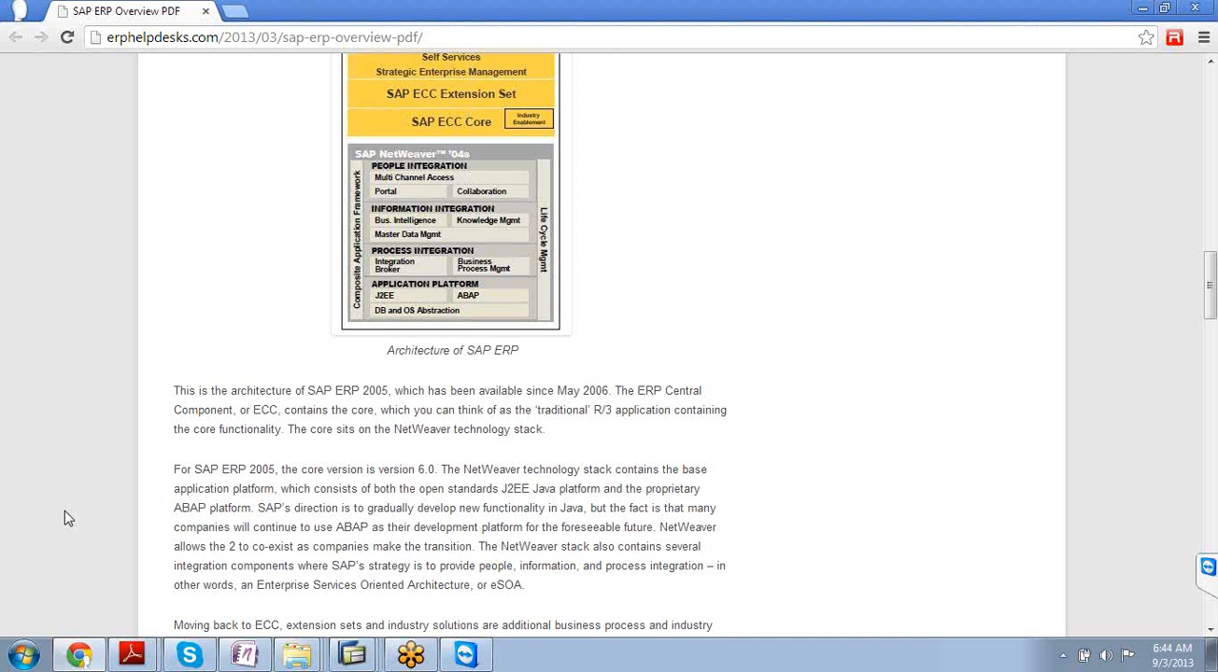Then information integration. We use business intelligence, SAP BI. Just write an arrow mark there. Master data management is MDM. Knowledge management from SAP CRM.